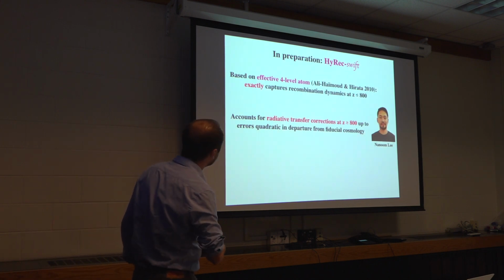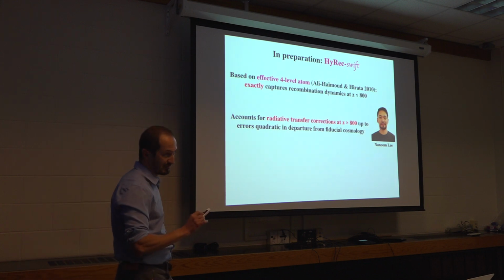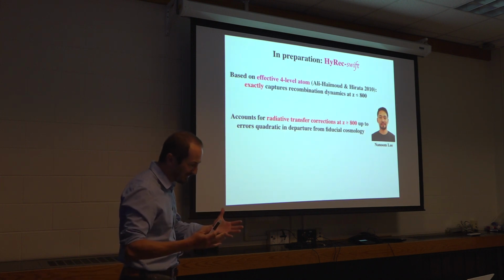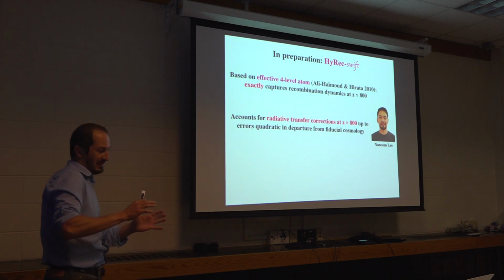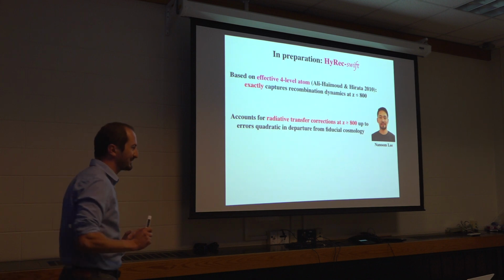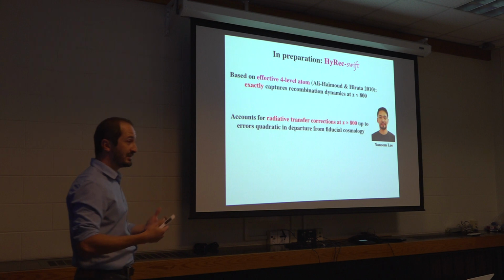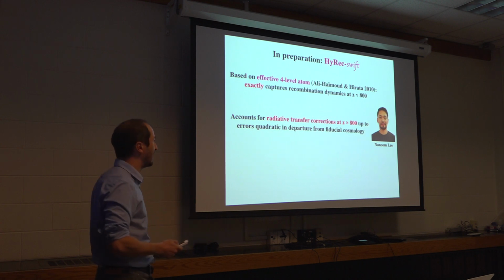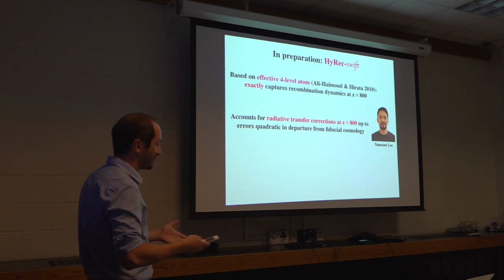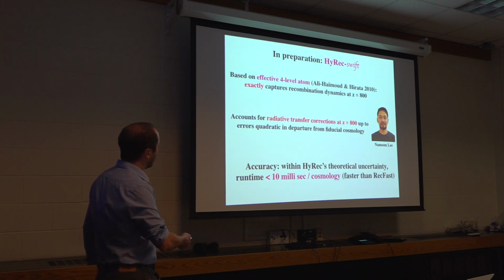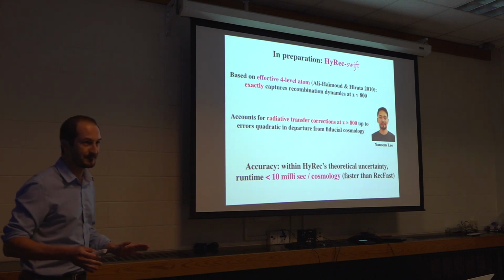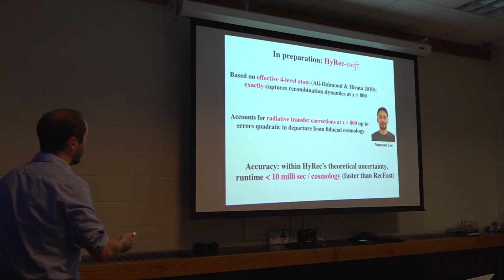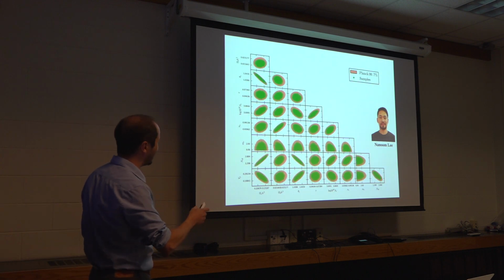So my student Nanoom Lee and I have been working on this new version of HiREC, which should be released soon. It is based on an effective 4-level atom model, which captures exactly the dynamics of recombination at low redshift and gets rid of some of the fudges in RecFast, not all of them. The part that takes time is the radiative transfer calculation in HiREC, so we account for it with a correction function that we compute from the full HiREC. We also compute the derivatives of the correction function with respect to cosmological parameters. Basically, Nanoom has written a code which is as accurate as HiREC and runs in 10 milliseconds per cosmology, which is actually faster than RecFast. Hopefully this will be used for future cosmological parameter estimates.